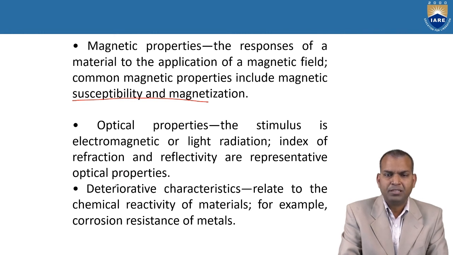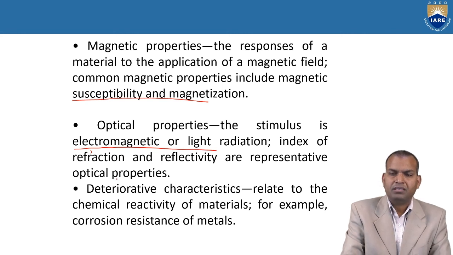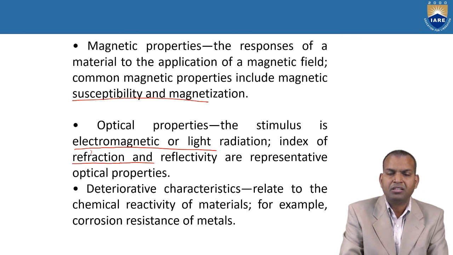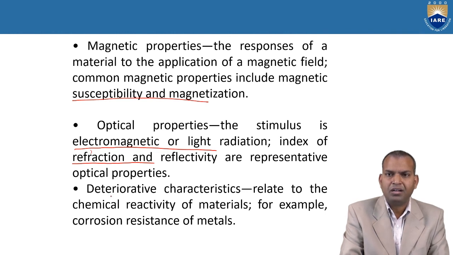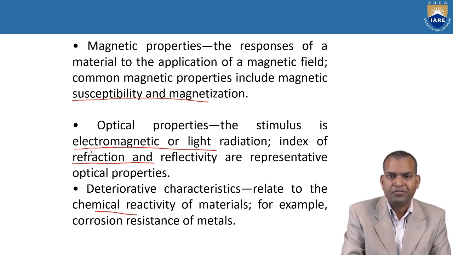Whereas in the case of optical properties, the stimulus is electromagnetic or light radiation. But the properties are refraction and reflectivity. Index of refraction and reflectivity are the properties. Now, finally, deteriorative characteristics. What are they? Chemical reactivity is the external stimulus, that means exposure to different environments, such as chemical environments or polluted environments. Then what will happen? The corrosion resistance. The resistance to corrosion is the property of the material.